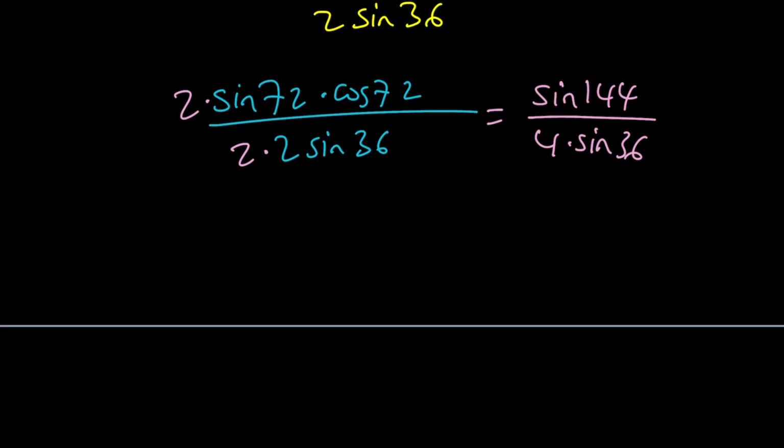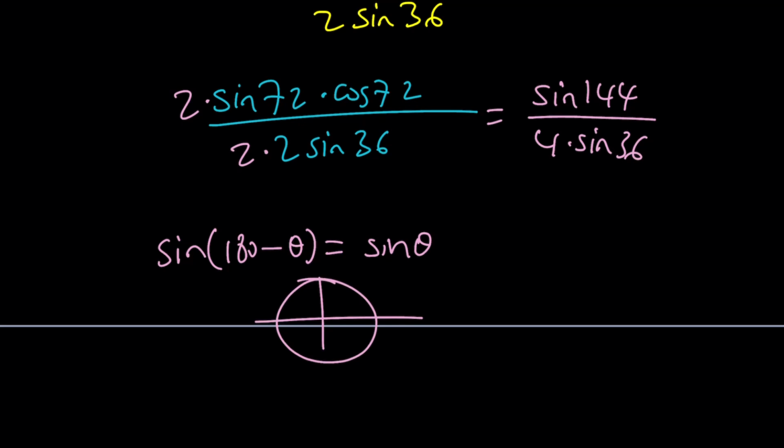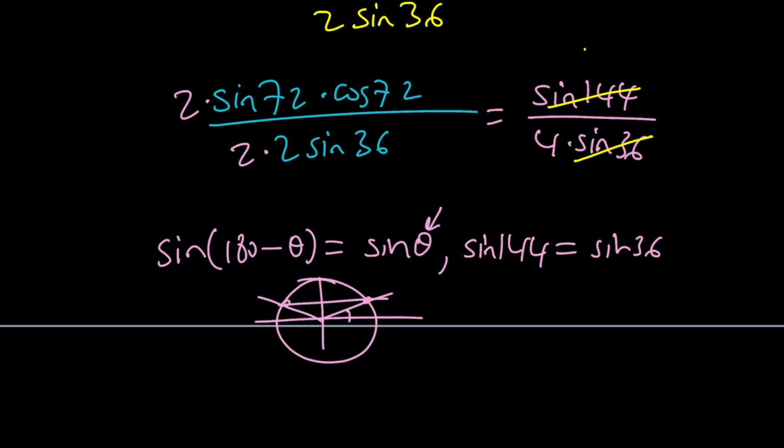Guess what? Sine 36 and sine 144 are the same. Why? Because sine of 180 minus theta is the same as sine theta, and you can look at it on the unit circle as two angles that are supplementary, right? It doesn't have to be an acute angle, by the way. This will work for any theta. Therefore, sine 144 is the same as sine 36. Therefore, they are going to cancel out, leaving us with 1 over 4. Again, basically that's going to be the same answer.